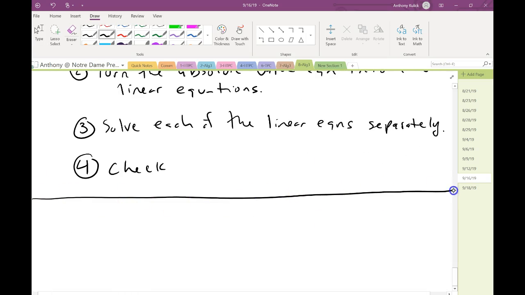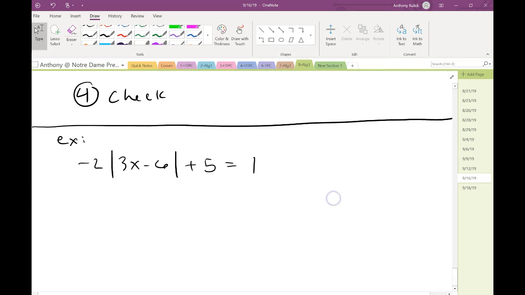So let's look at some specific examples, and we'll walk through how we go about accomplishing these steps. Let's say we're asked to solve this equation for x. I'm going to do several examples. I'm going to letter them A, B, C, etc.